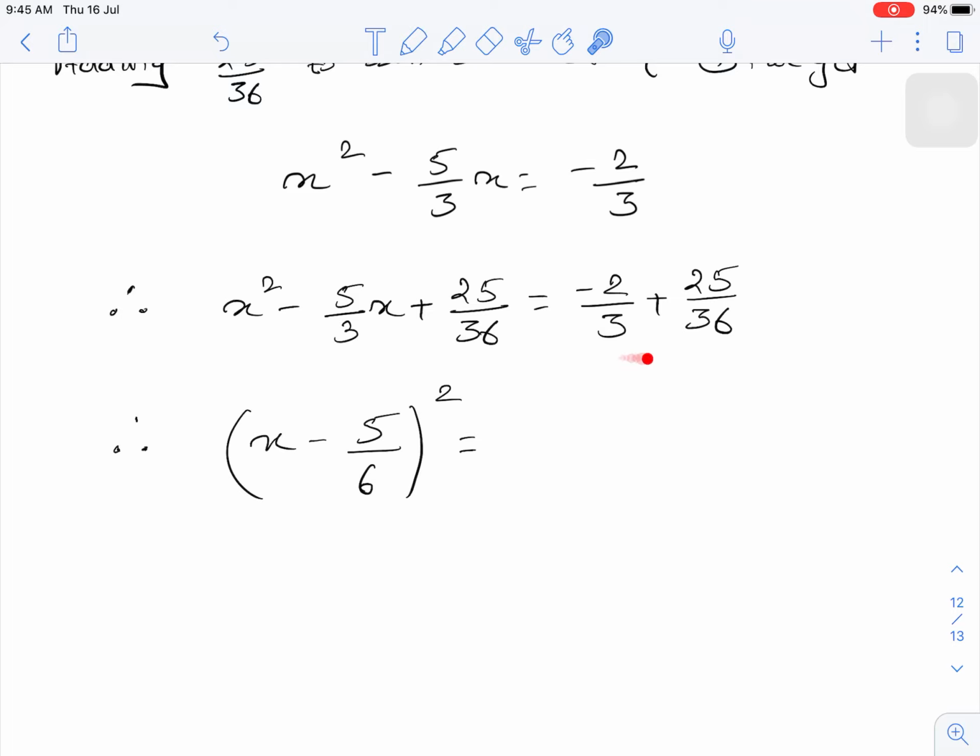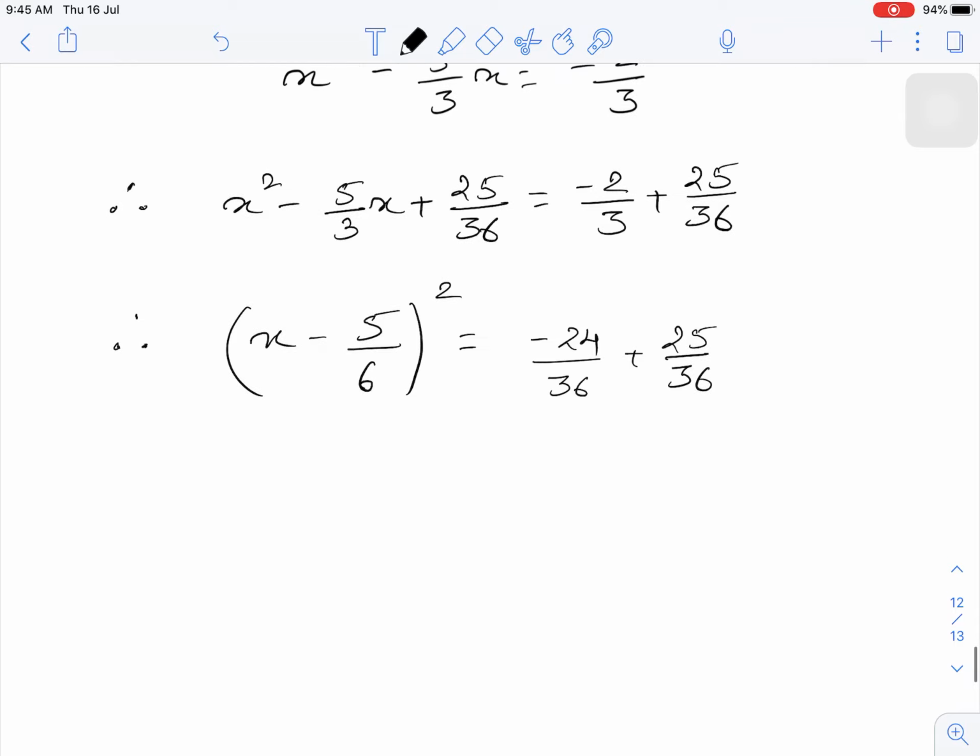Further equals to, now on the RHS what do we have to do? We have to take their LCM. Both of these have different denominators. By taking their LCM we will make them similar. So LCM is 36, so we will multiply this one by 12 to make it 36. So what you will get on the next step is minus 24, that is 12 2s are 24, 12 3s are 36, plus 25 upon 36.